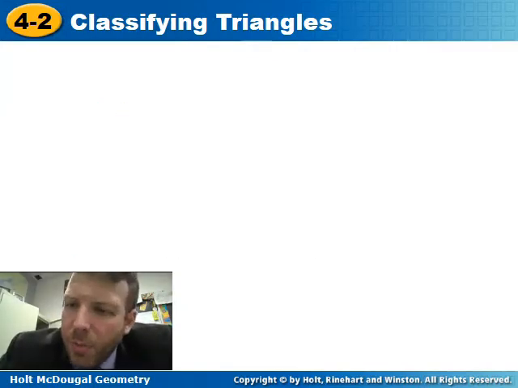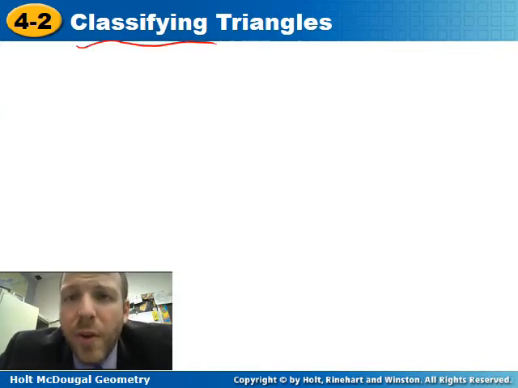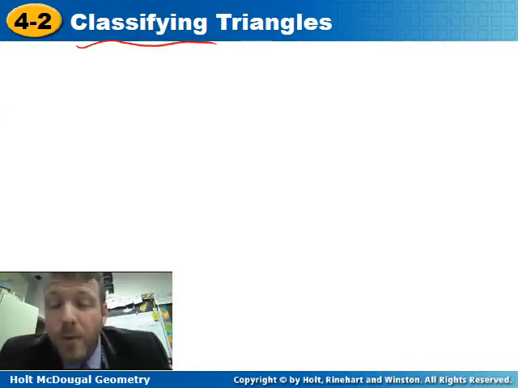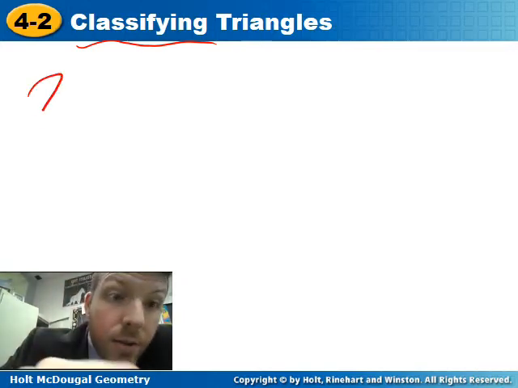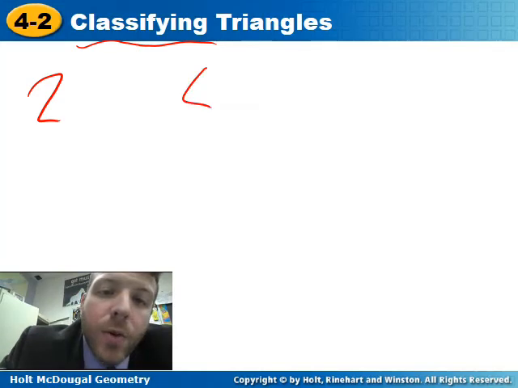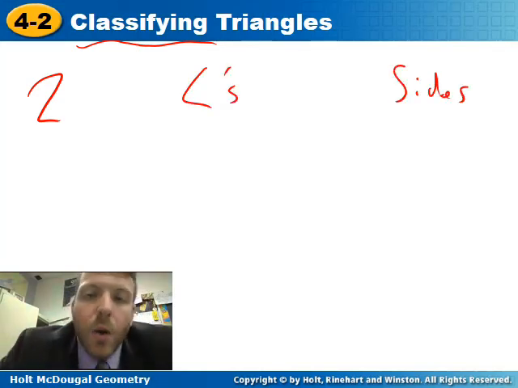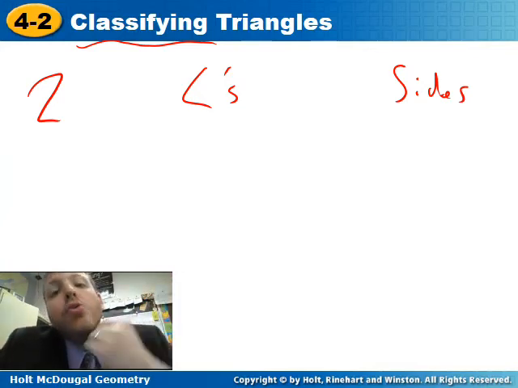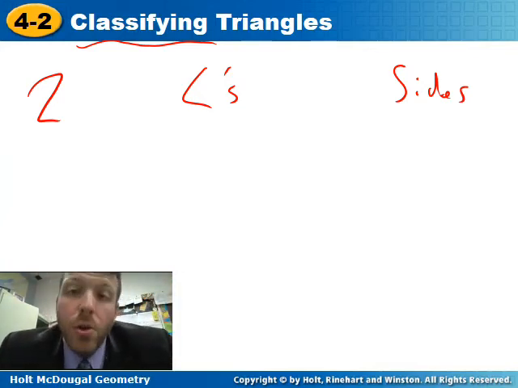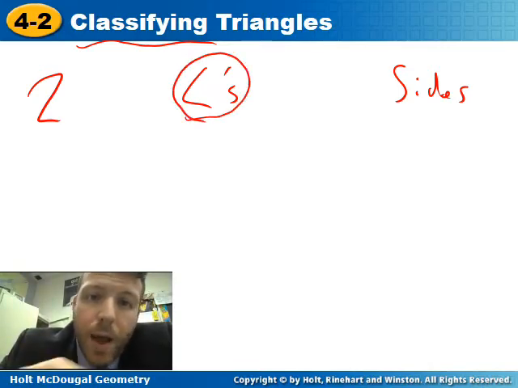Okay, so let's just talk briefly about the types of triangles we have. We can classify triangles two different ways, okay? Two ways to classify triangles. First way is by its angles. The second way is by its sides. So when you're talking about types of triangles, you could be referring to their angles or you could be referring to their sides. So the first type that I want to talk about is classifying them by their angles.